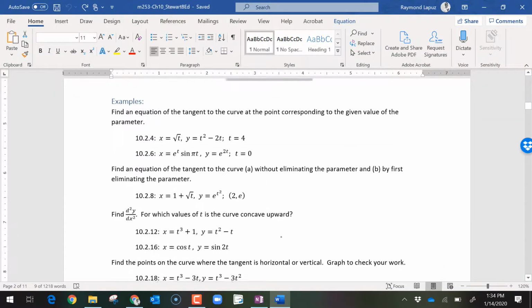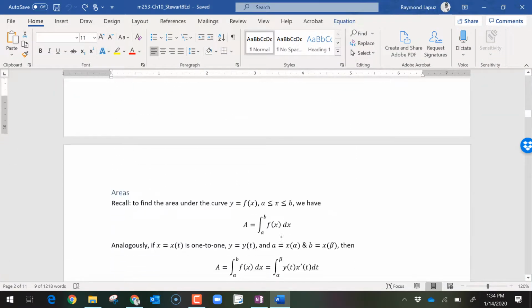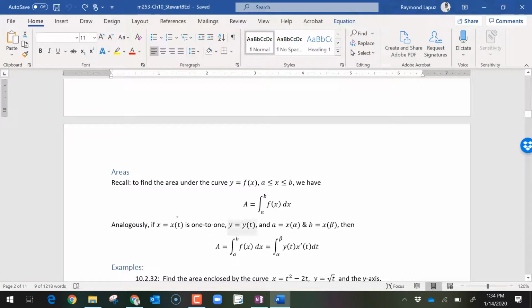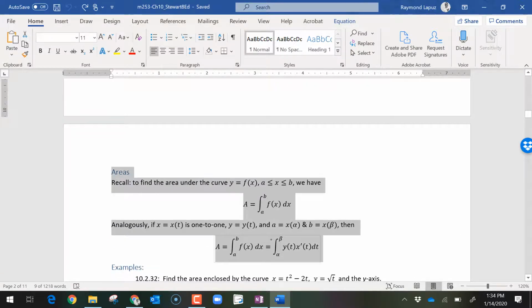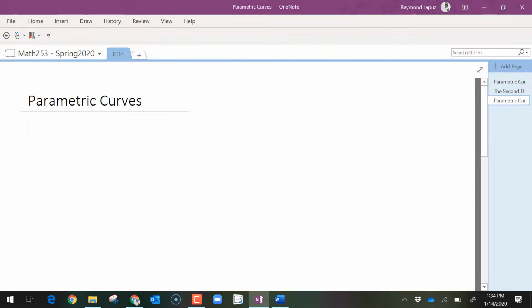What else do we need to do? Let's take a look at areas. So I'm not deriving a lot of these formulas. I'm just taking them from the book, and all these come directly from the textbook. And then I'm just showing you and doing some sort of weak justification for why these formulas are true.